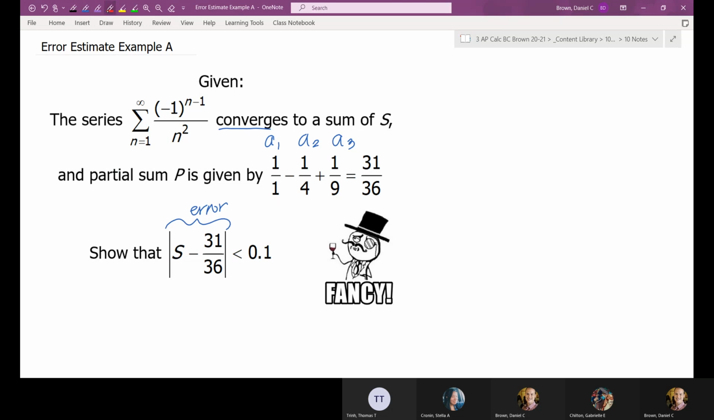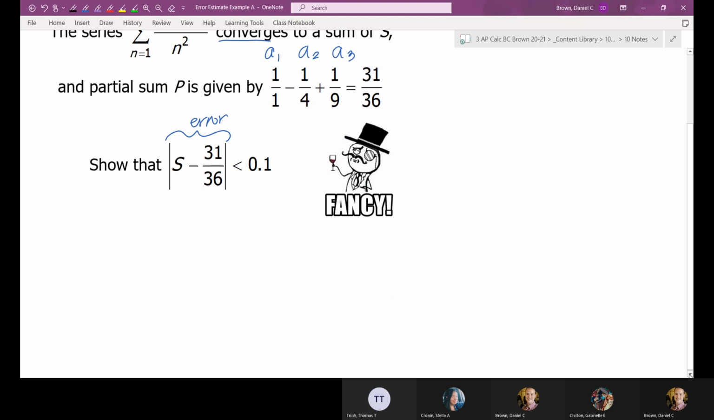Visually, what that means, if I think about it on a number line, we have this partial sum is 31 over 36. We want to show that the actual sum is within 0.1 on either side of that value. So that's what the error means. So we want to show that the actual value is somewhere in that interval. Is that going to be close enough for an approximation? So how we do this is we're literally just going to use the theorem in our justification.